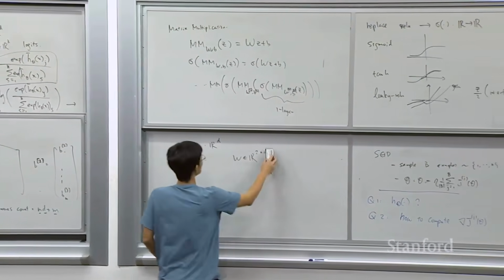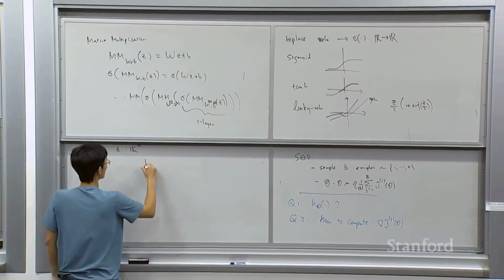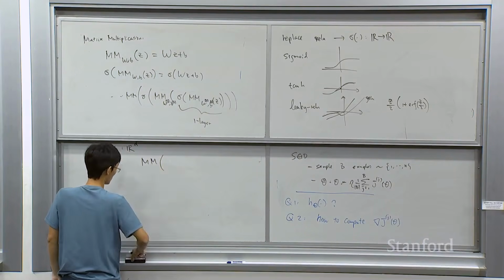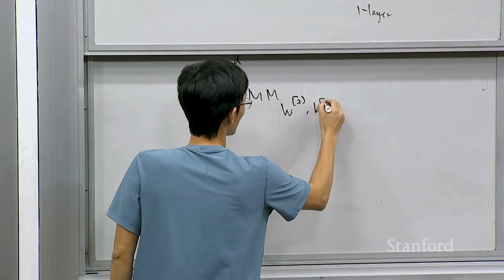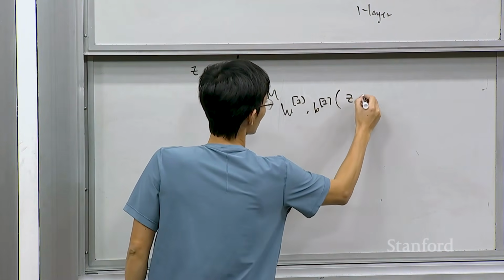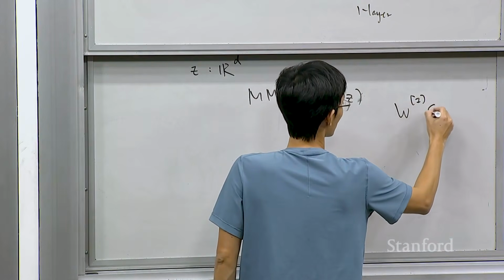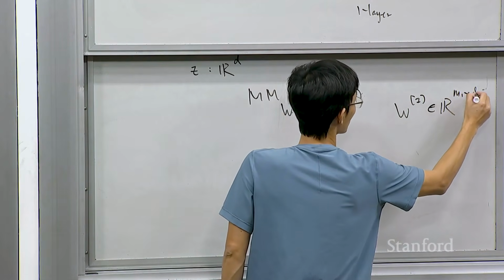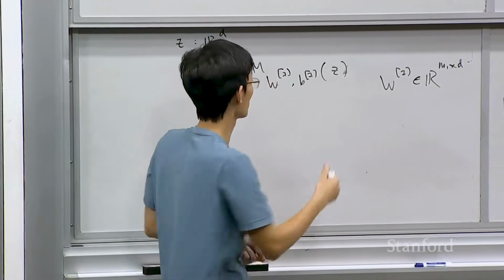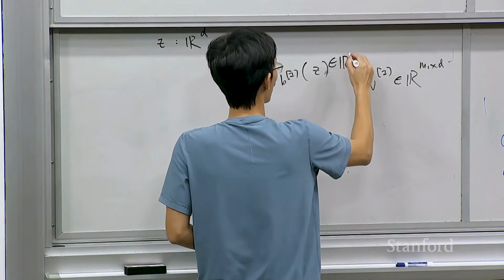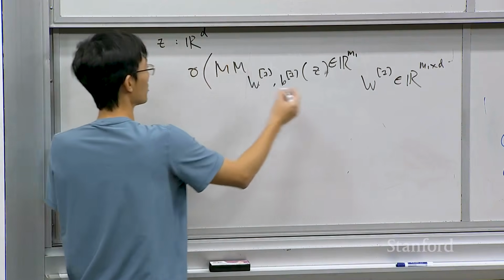Let's say the first layer you choose a matrix application, W1 Z plus B1. And suppose this W1 is M1 by D. That means you map this D-dimensional vector to an M1-dimensional vector. So this output is going to be an M1-dimensional vector. And if you apply a sigma, it's still an M1-dimensional vector.